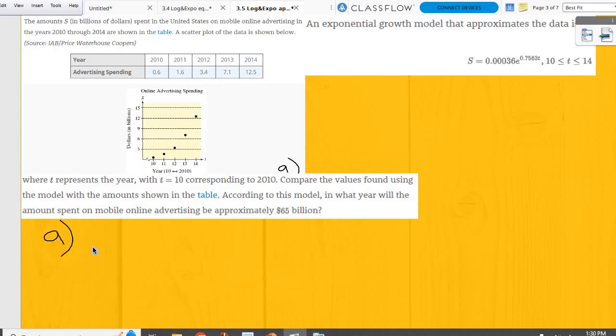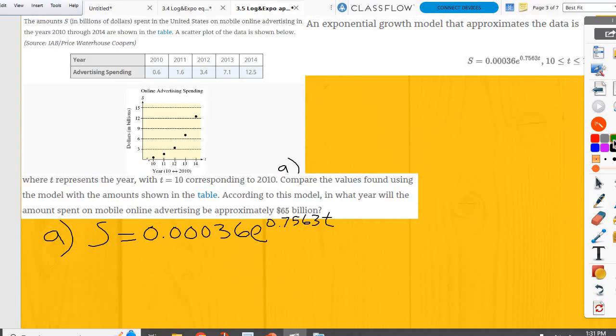So my model is S equals 0.00036 e to the 0.7563 t power. So if I wanted to know from my model how much was spent in 2012, what would I do? Why 12 and not 2012? Because it said that t equals 10 corresponds to 2010. Cool. Yeah, so I have a unit conversion here.